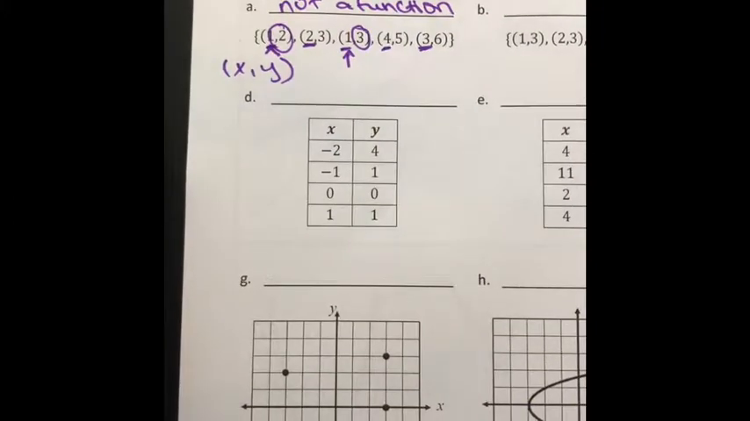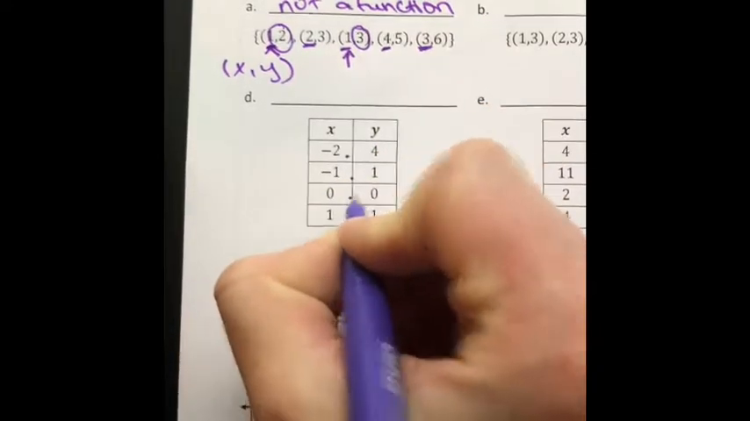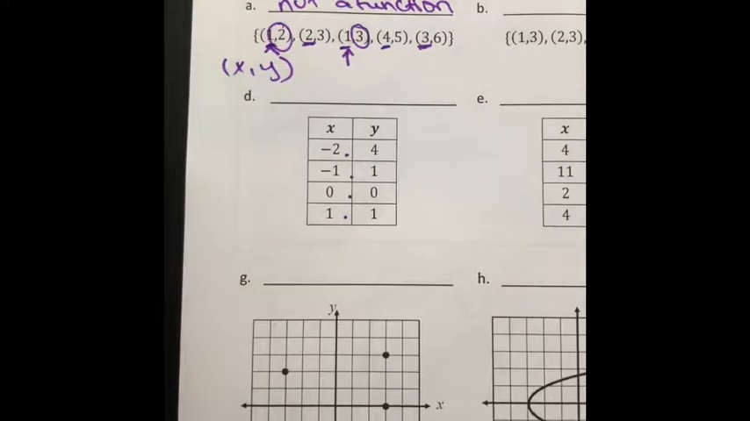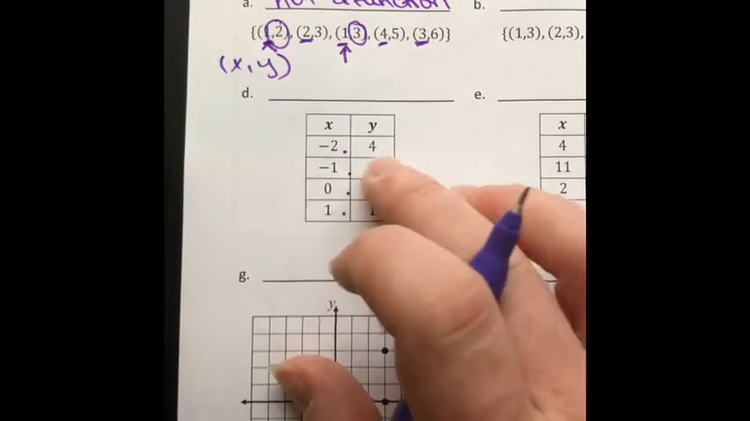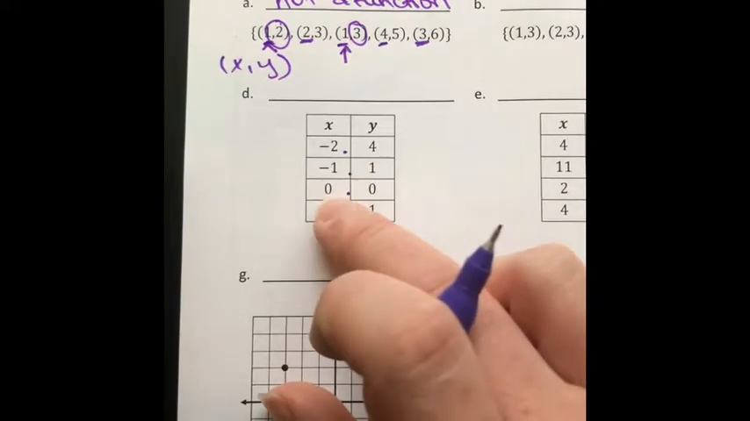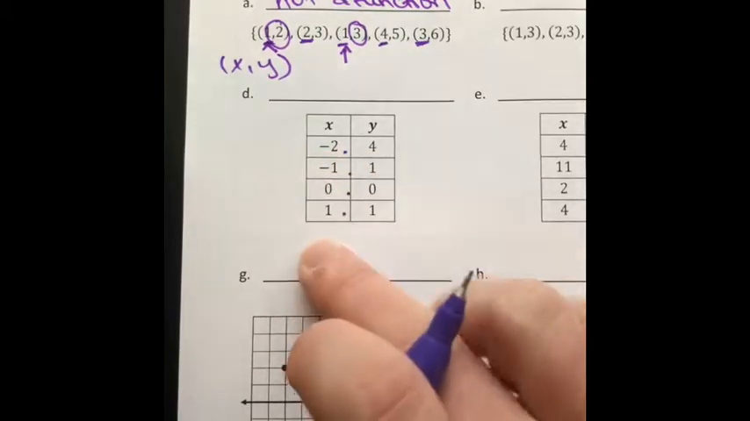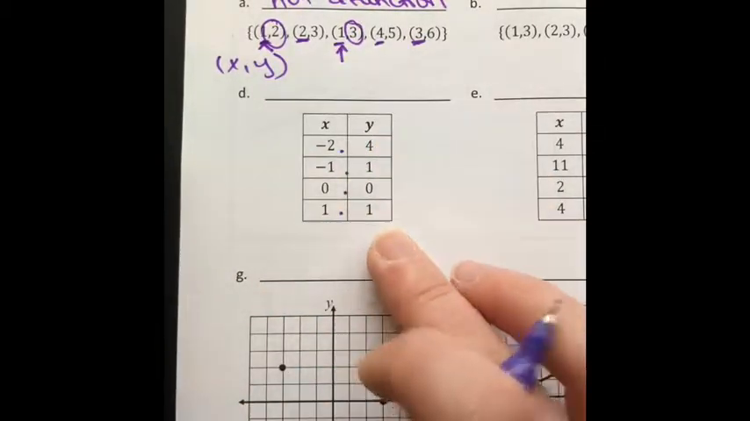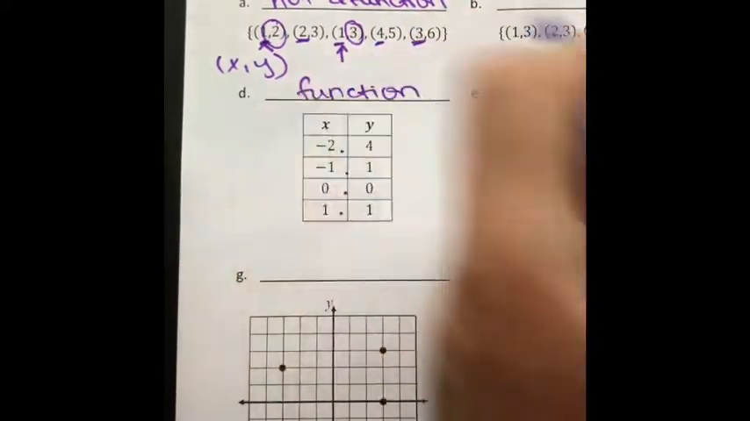I can do the same thing with the table. So I check my x values, -2, -1, 0, 1. I don't have any repeating x values, which means -2 has one y value, -1 has one y value, 0 has one y value, 1 has one y value. Nobody in the x column has more than one y value, so we are good to go. This must be a function.